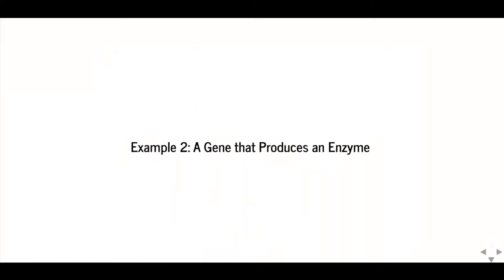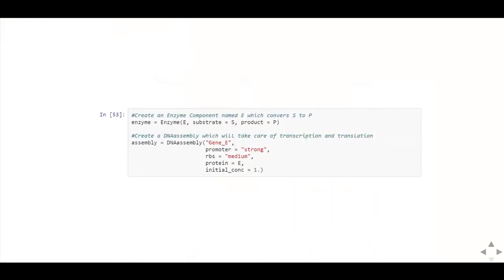Now, my next example, and I'm eating into our workshop time, but that's okay. I think this is important, is a gene that produces an enzyme. So I'm going to do exactly the same thing. I'm going to reuse my same species, ESMP, and make an enzyme. But now I'm going to make a DNA assembly, a different type of component that's going to have a promoter.